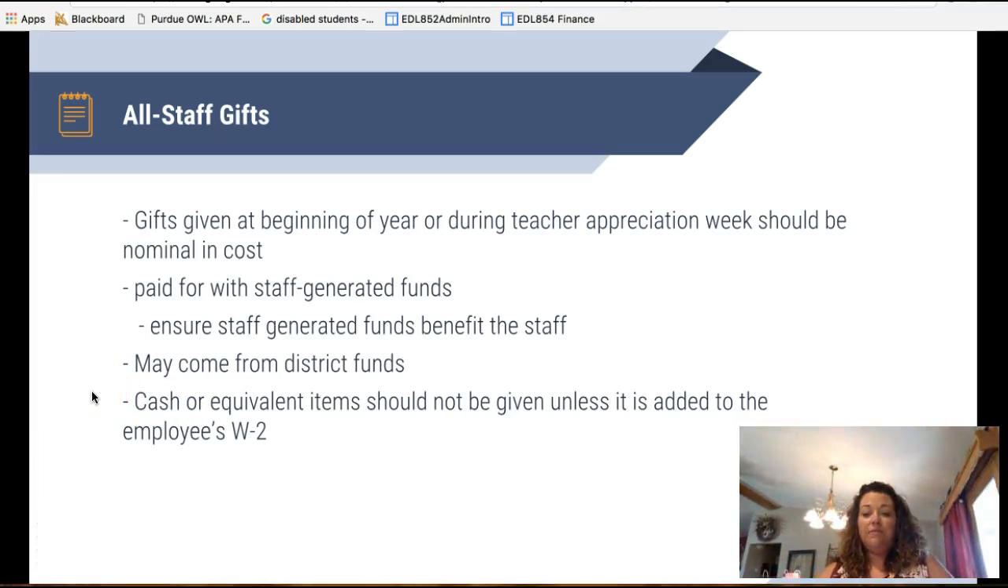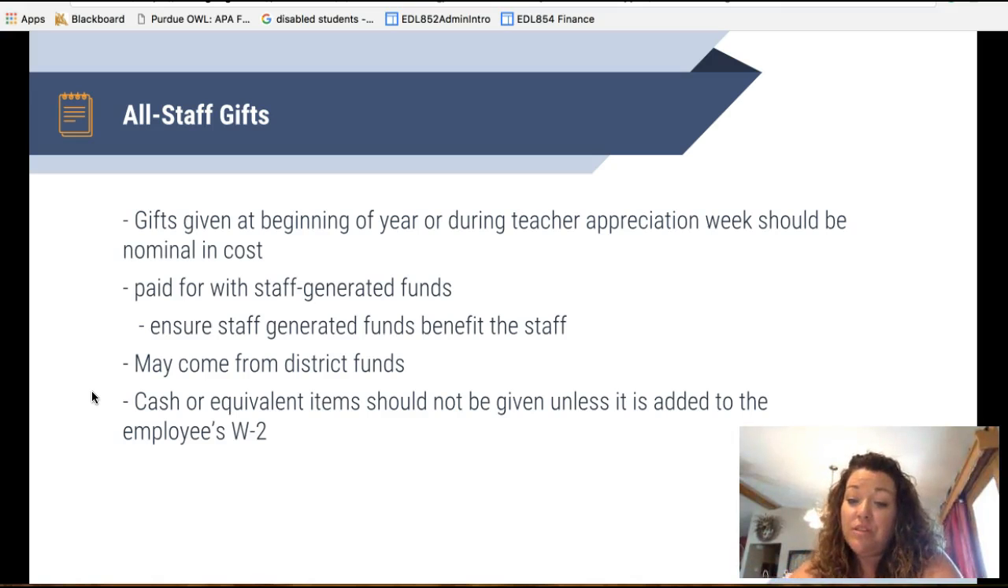And then all-staff gifts. So these are gifts given at the beginning of the year or maybe during Teacher Appreciation Week, a gift that's given to everyone. Again, nominal in cost, should not be very expensive, paid for with staff-generated funds. Could be the remembrance fund, or our staff always works at the very first concession stand of the school year, and that just goes into a staff fund. So if we want to do something for staff, there's money in there.